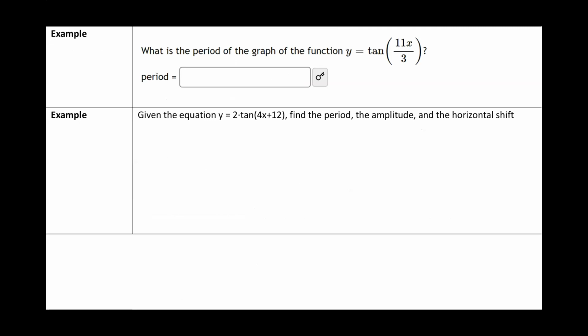So here, the question is, what is the period of the graph of the function y equals tangent of 11x over 3? Now remember that the coefficient of the x is going to be the b value. So I'm going to rewrite this as y equals tangent of 11 over 3 x. So this is going to be the b value. And we know that our period for tangent is going to be pi over b, which is pi over 11 over 3. And we can't divide by a fraction, so we're going to multiply by the reciprocal of the fraction, which is 3 over 11.